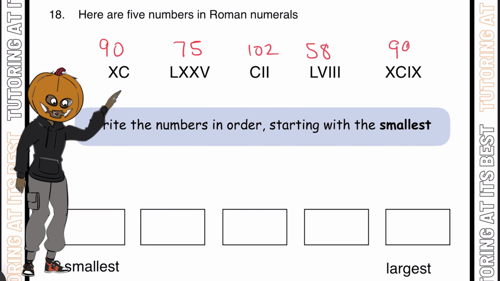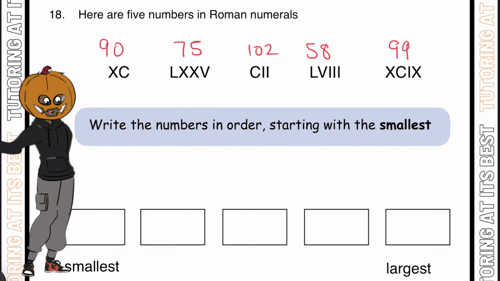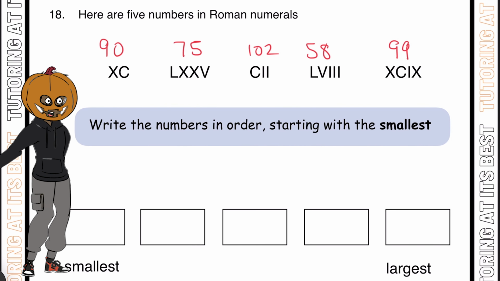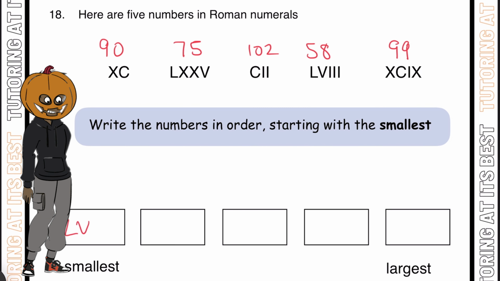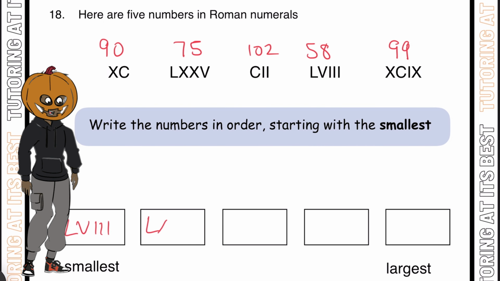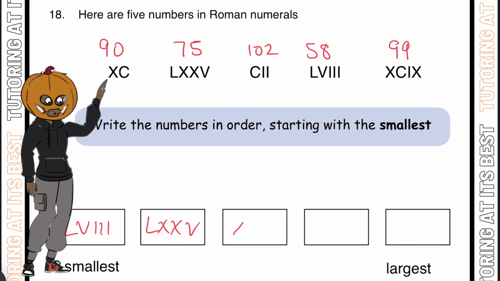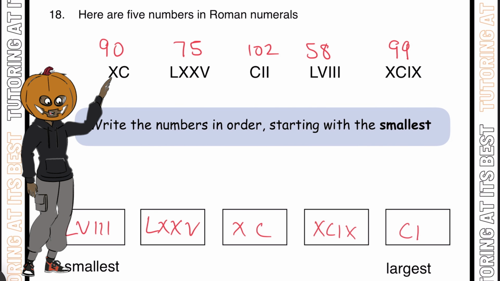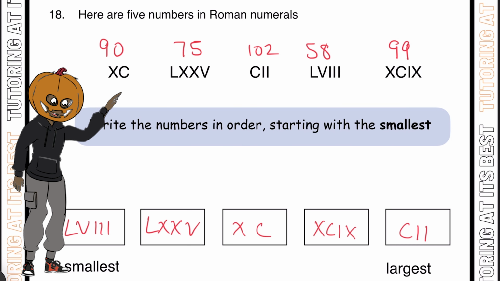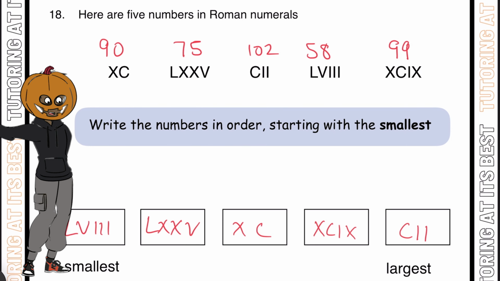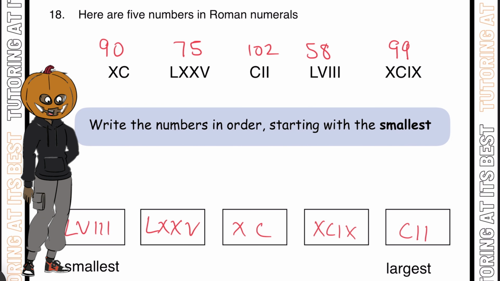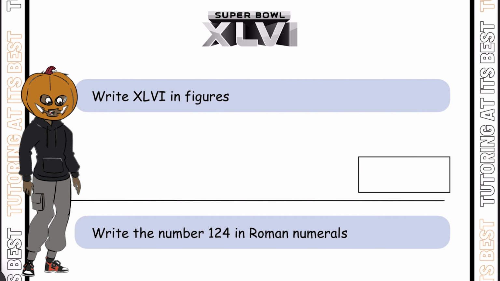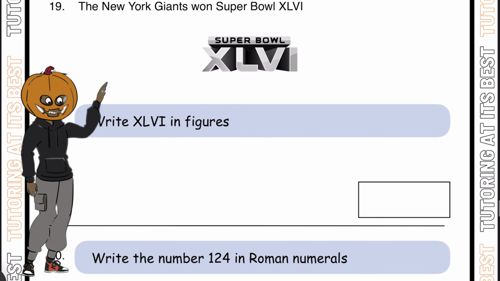And then we are going to go ahead and write these numbers from smallest to largest. So we have LV, III. And there we are. That should all be in order with 102 the largest and 58 the smallest. Beautiful. Okay, let's go for question 19.